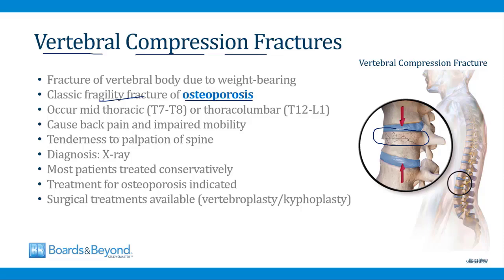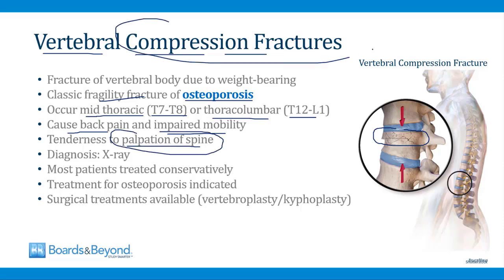Vertebral compression fractures usually occur in the mid-thoracic region, T7 to T8, or in the thoracolumbar region, which is T12 to L1. And when they occur, they can cause back pain and impaired mobility. You can also identify tenderness to palpation of the spine, and this is a classic finding on physical exam in a patient with a compression fracture. The diagnosis is usually made by X-ray, like we talked about earlier, and most patients are treated conservatively and do not require any special surgical intervention.